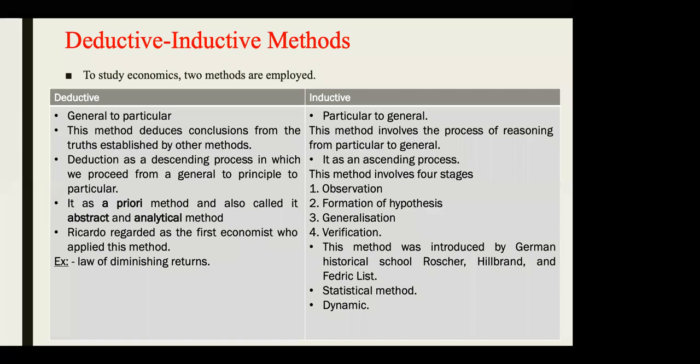Whereas inductive is particular to general. This method involves a process of reasoning from particular to general. It is an ascending process. This method involves four stages: observation, formation of hypothesis, generalization, and verification. This method was introduced by the German historical school: Roscher, Hildebrand, and Knies. This is a statistical and dynamic method, which we mostly use today. Like we take a sample and then we generalize it for the population. So this is how it goes from particular to general. From a sample, we are inferring for a population.